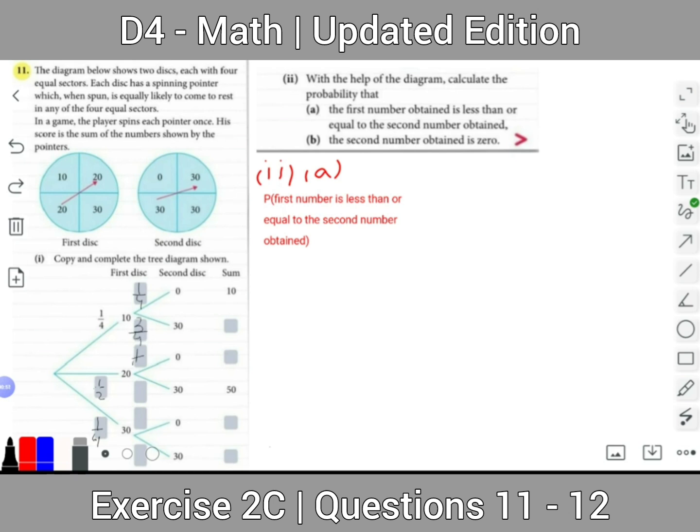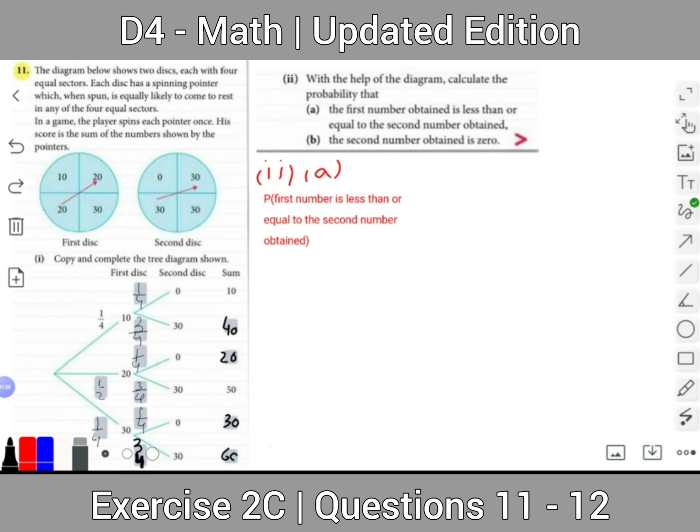Similarly for 0 we have 1 over 4. For 30 we have 3 over 4. For 0 we have 1 over 4. For 30 we have 3 over 4. Now the sum will be 10. 10 add 30, 40. 20 add 0, 20. 20 add 30, 50. 30 add 0, 30. And 30 add 30 is 60. So now we have filled the information in the blank spaces.